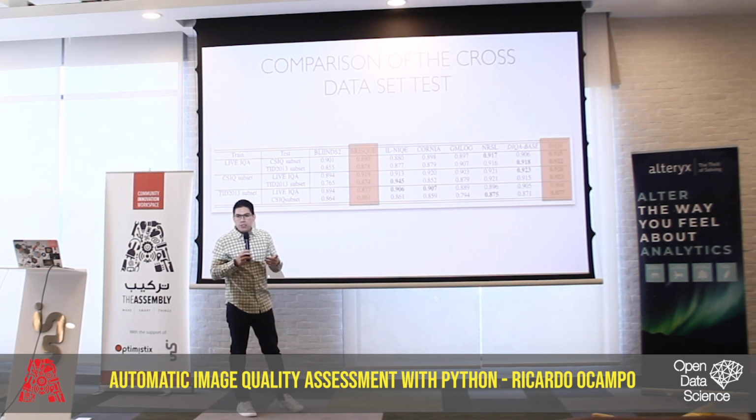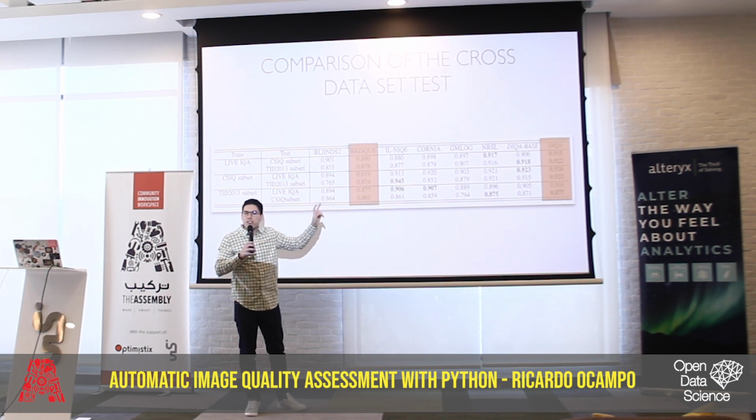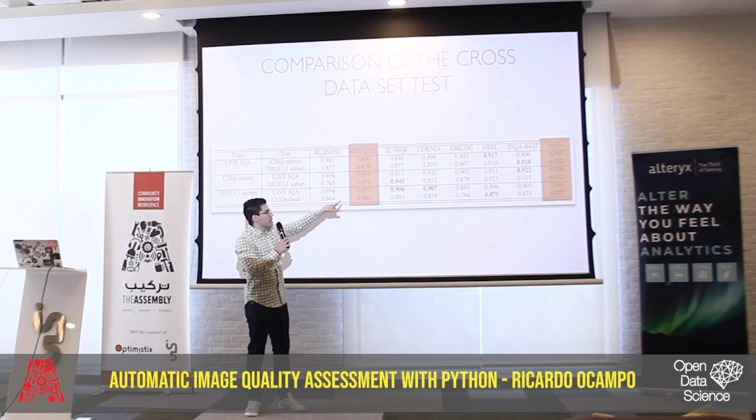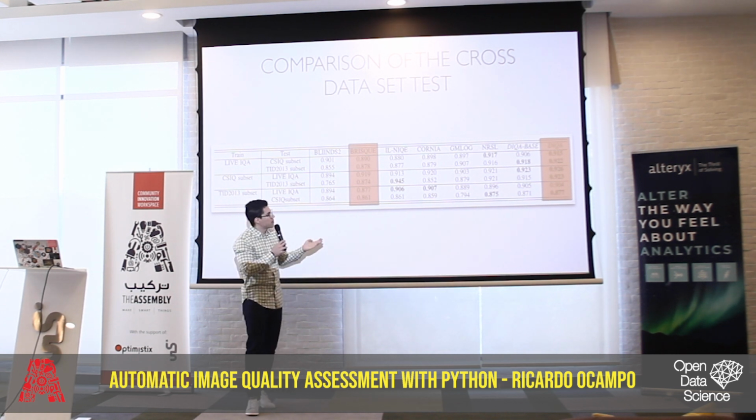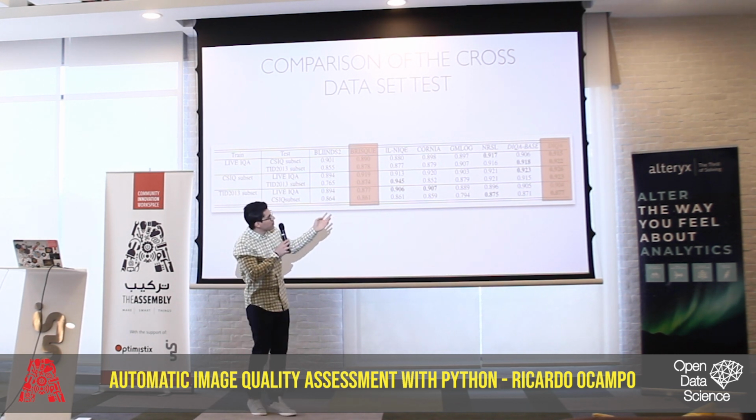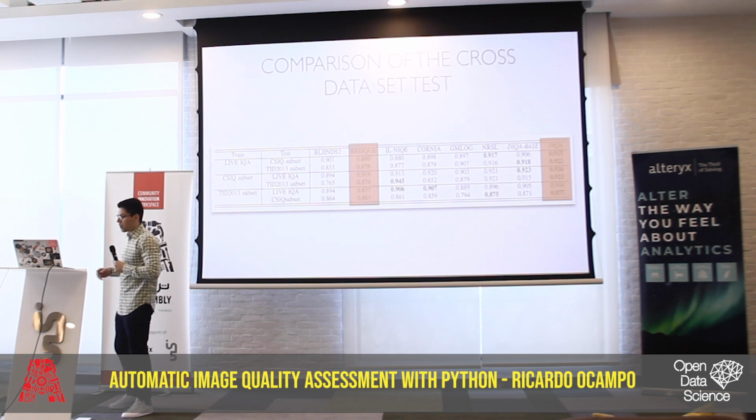Just for knowledge, these numbers are not accuracy. These numbers are correlation between subjective score, the human ones, against what the algorithm got. So 1 is perfect correlation, 0 is no correlation. So they basically do very well, above 0.85 correlation.